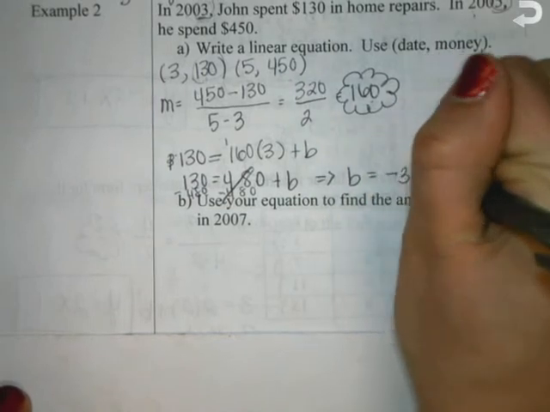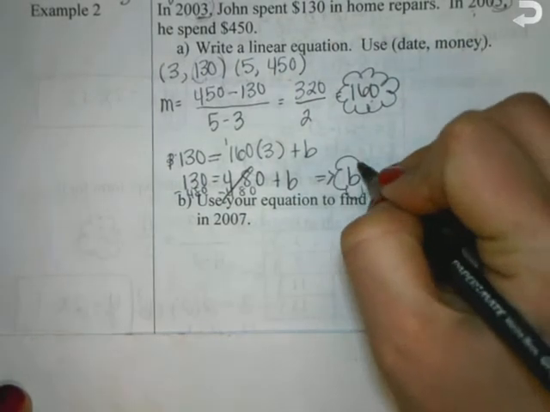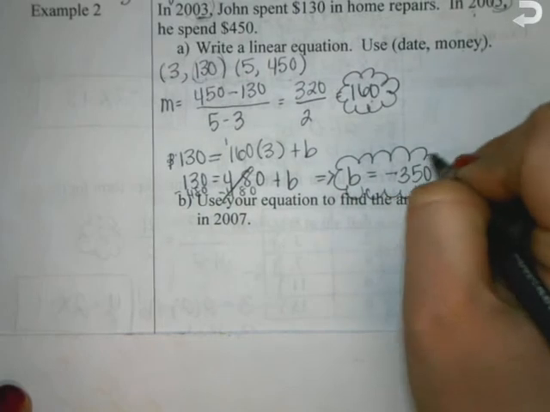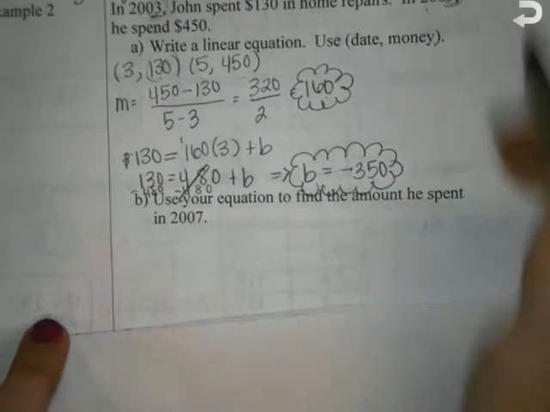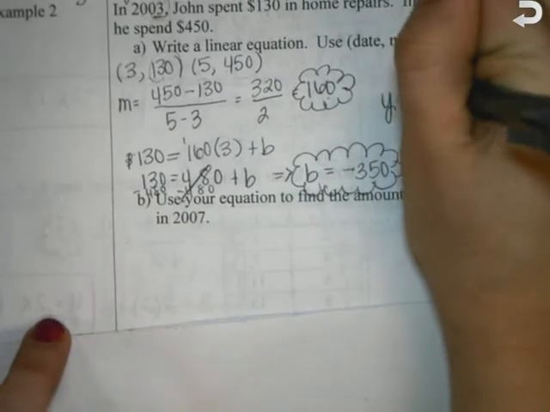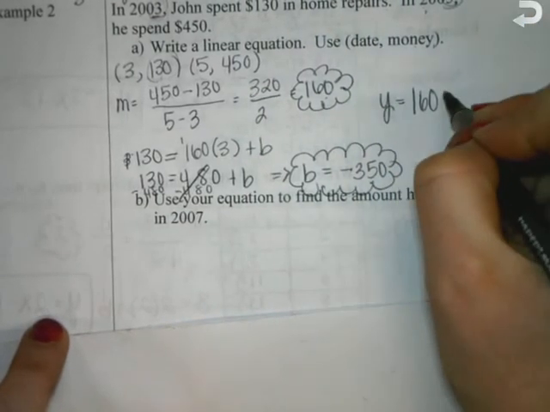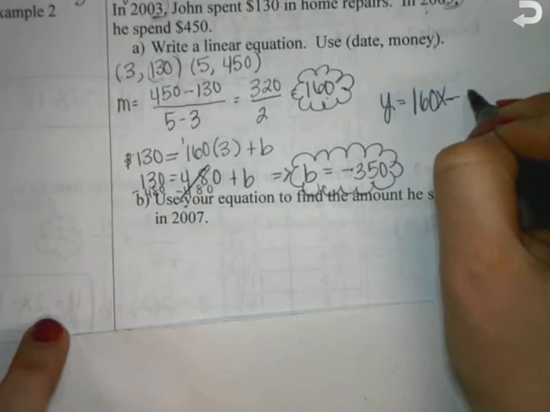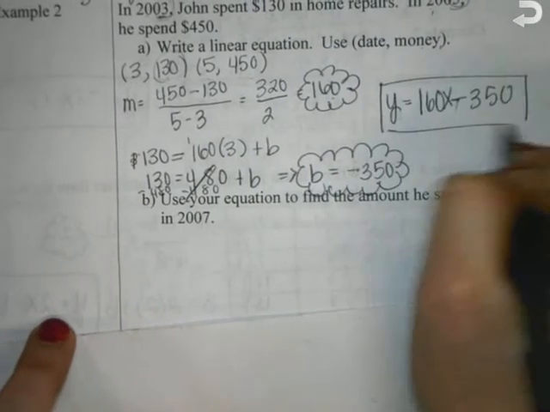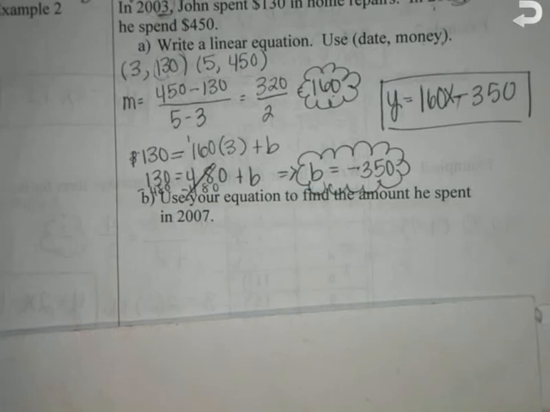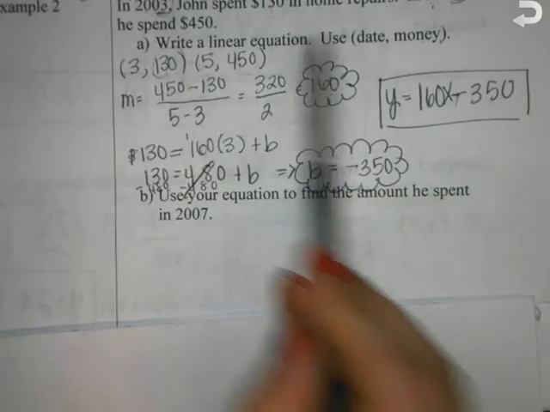Do we have all the information we need? Yep. We do. So what is my equation? 160x minus 350. Good. So what's the answer? That's your answer. Awesome. Your question was to write a linear equation. This looks like an equation to me, right? Yep.